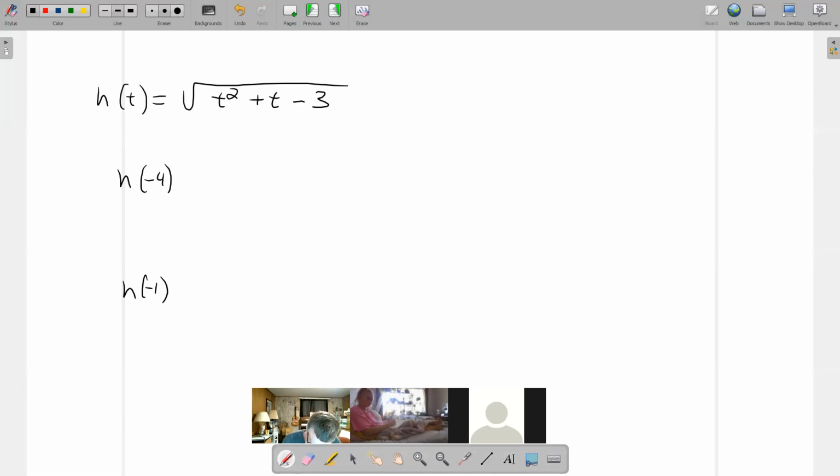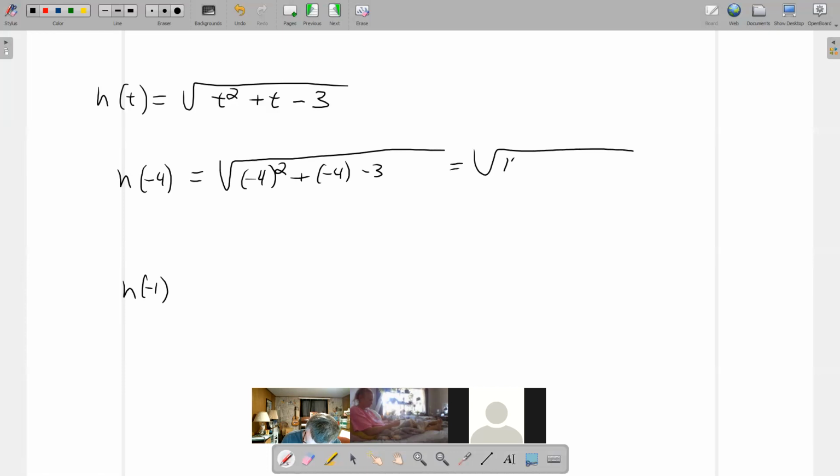So h of -4 would be the square root of -4, the quantity squared. Notice the negative is part of the base. It's included, plus -4 minus 3, which would be the square root of -4, the quantity squared is 16, plus -4 minus 3. 16 plus -4 would be 12, minus 3. So the square root of 9, so 3. So h of -4 equals 3.